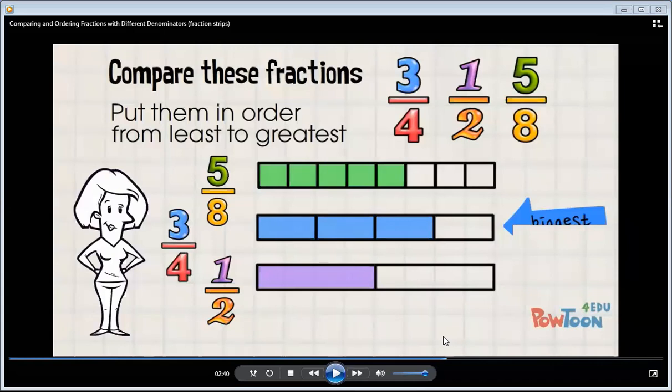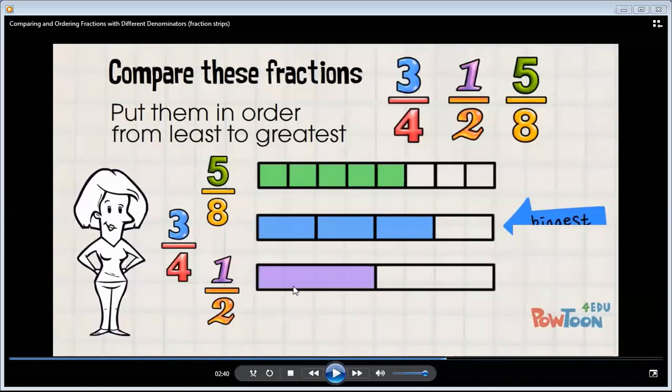One out of 2, the smallest one. Then what becomes? Okay, very good. No, 1 out of 2, then 5 out of 8, very good, then 3 out of 4.